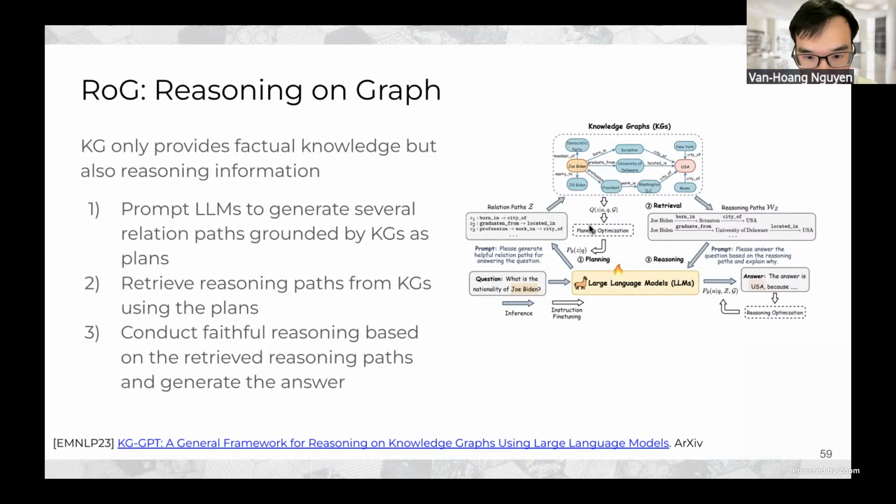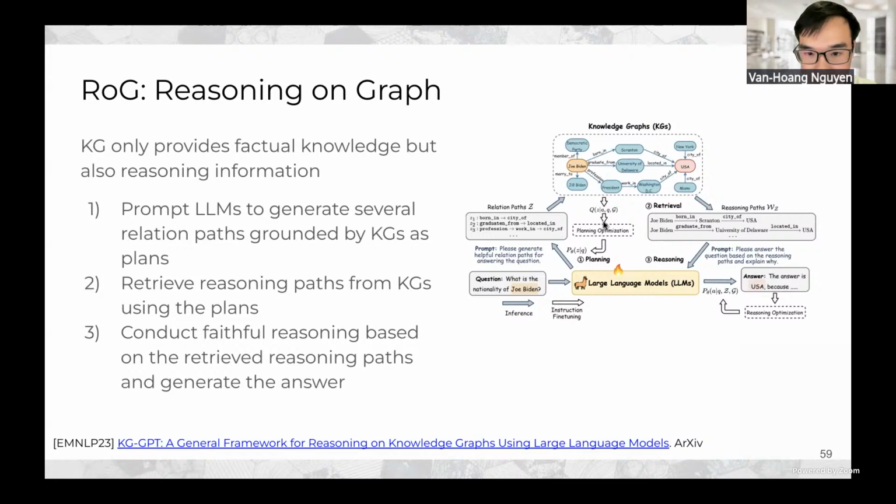The question is, what is the nationality of Joe Biden? So first, we'll pass this question into LLMs and then ask it, please generate helpful relation paths for answering the question. And then the LLMs can generate a few reasoning plans, such as first, we'll try to look at the relationships born in, then city of. Or we can also take a look at graduated from and located in, or professions, then worked in, then city of. And then we'll pass each of these relation paths into the planning optimization.